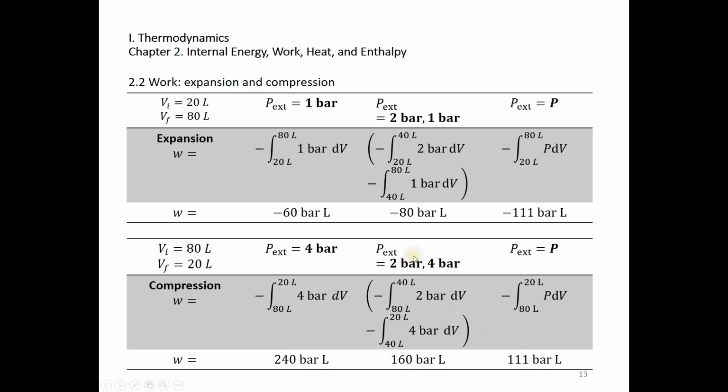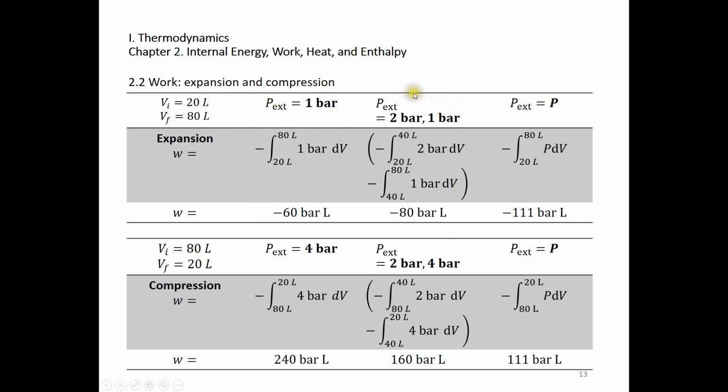A couple things we need to mention. One is this: work is transitory. The amount of work depends on the process. So if you are given the initial and final state of the system, it's impossible to compute the amount of work unless you know more information about the process. What information? This P external. So for this process, we know P external is just 1 bar.